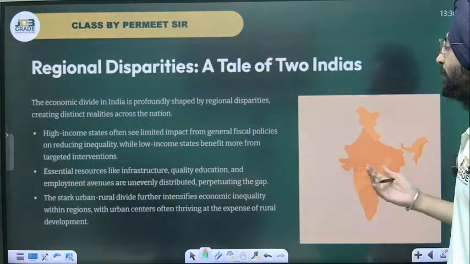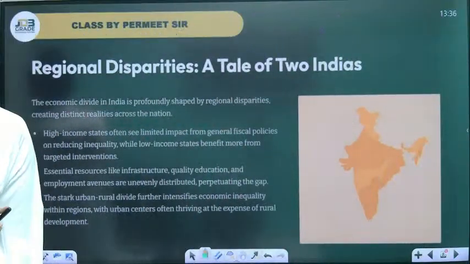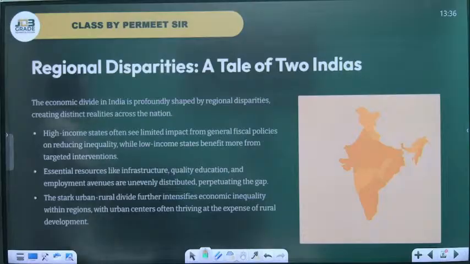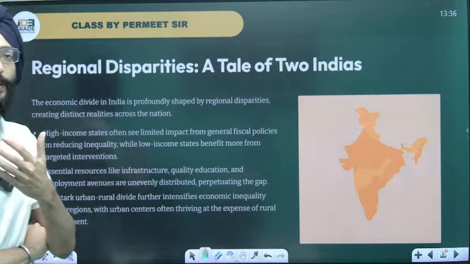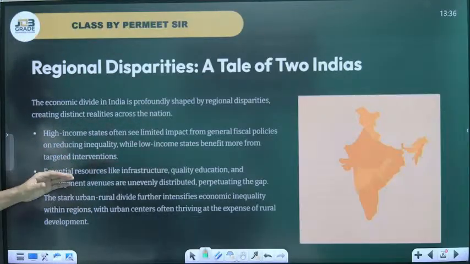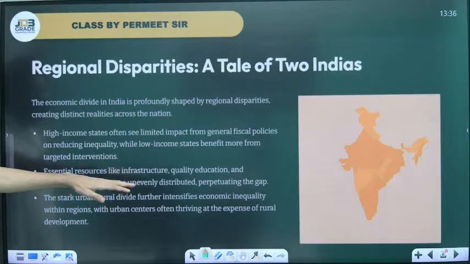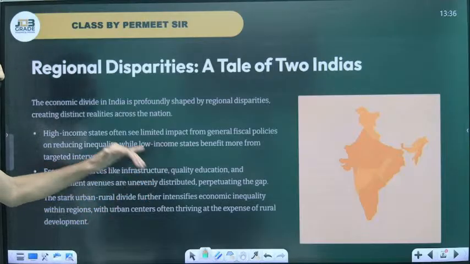Now there has been some regional disparities, a tale of two Indias. The economic divide in India is profoundly shaped by regional disparities. There are some states where the state GDP is higher as compared to other states. That's been the education system out there. Essential resources like infrastructure, quality education, and employment avenues are unevenly distributed, perpetuating the gap.